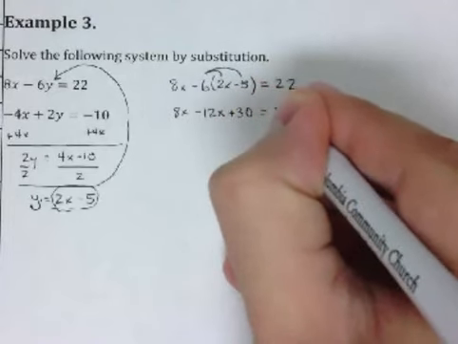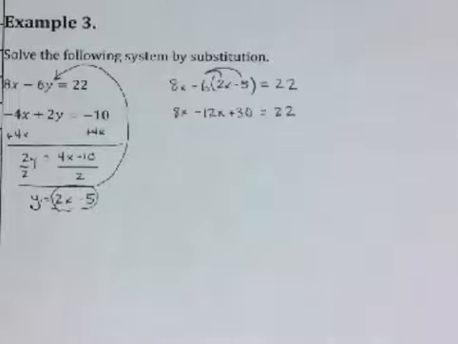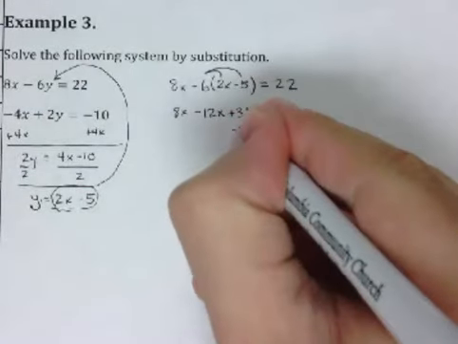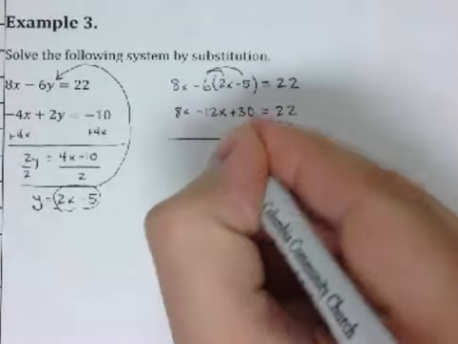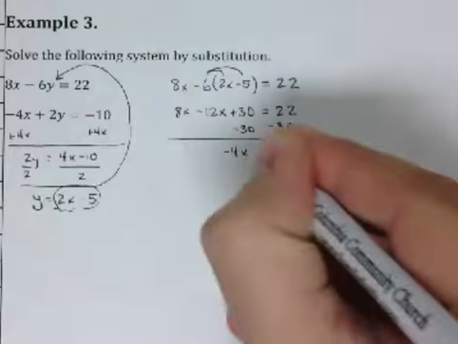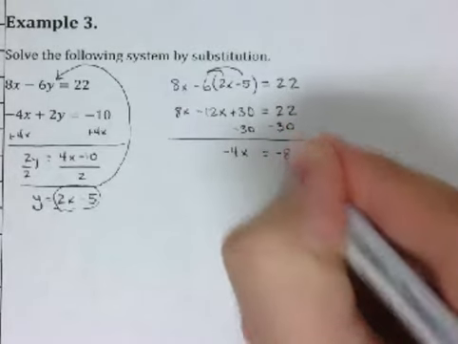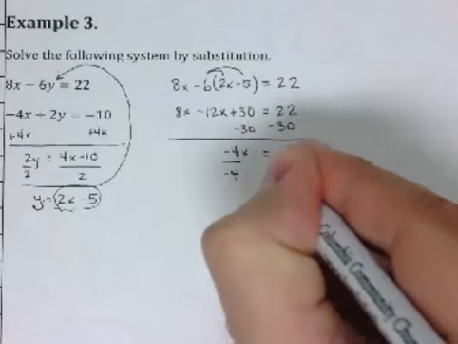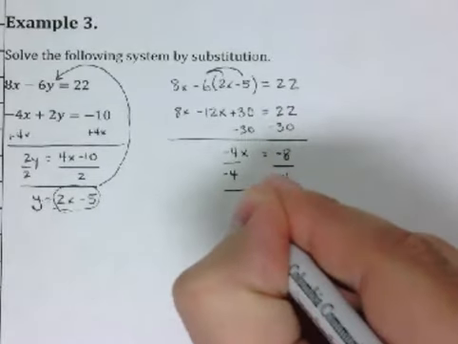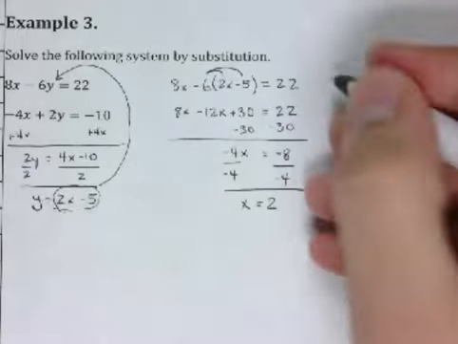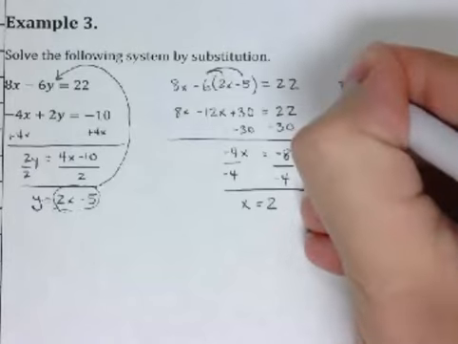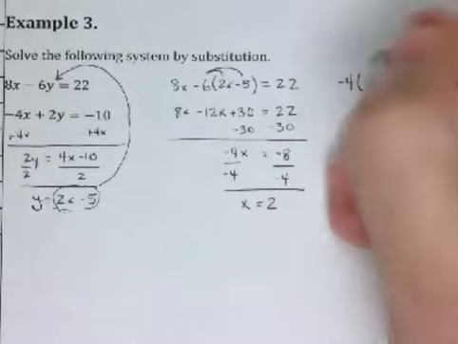So we can combine our like terms and subtract 30 from both sides. We're going to get 8x minus 12x is a negative 4x. And 22 minus 30 is a negative 8. Finally, just divide by negative 4. And we end up seeing that x is equal to 2. Okay, now that we know what x is equal to, we have to plug that back into our original equation and solve for y. So our original equation being negative 4x, which instead of x we're using 2, remember, plus 2y is equal to negative 10.